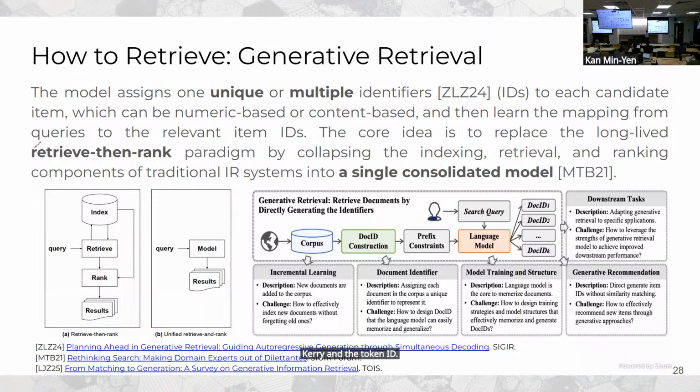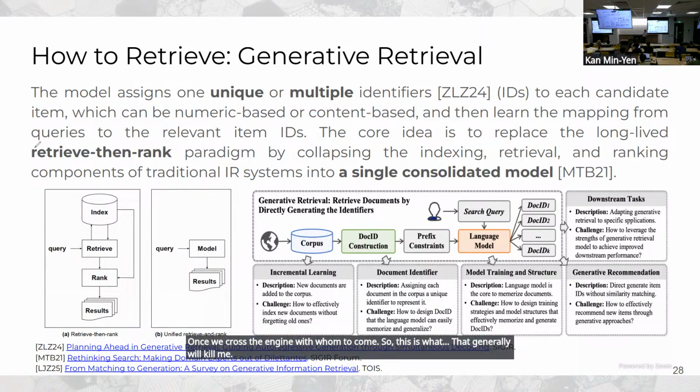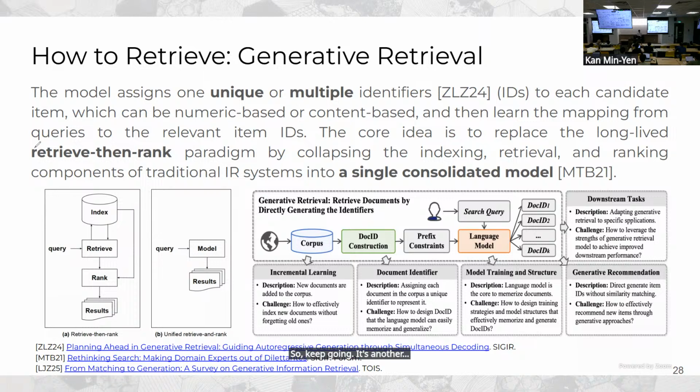After that, when we perform retrieval, for an input query, based on the learned model, it maps to the corresponding relevant document ID. Once we get the ID, we know the document. So this is what generative retrieval means. It's another new topic. For more details, there are some reference papers.